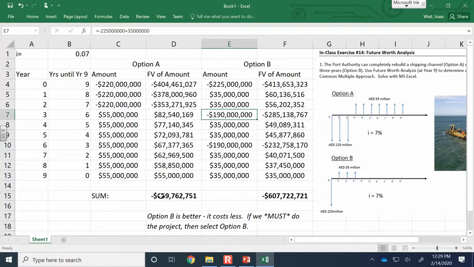Now, how do we make the decision? You have to add it all up, so the sum of the future values, which means, how much would you have to receive in year 9 to make this entire thing worthwhile? If you were a contractor and the government was paying you to keep this shipping channel open, then what you need to tell them is you need a lump sum in the amount of, if you're doing option B, $607 million in year 9 in order to make it all balance out at 7% interest.